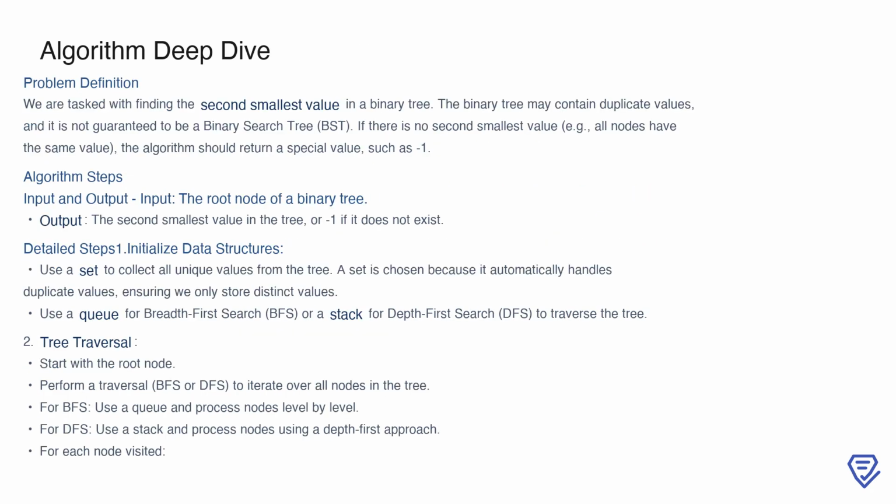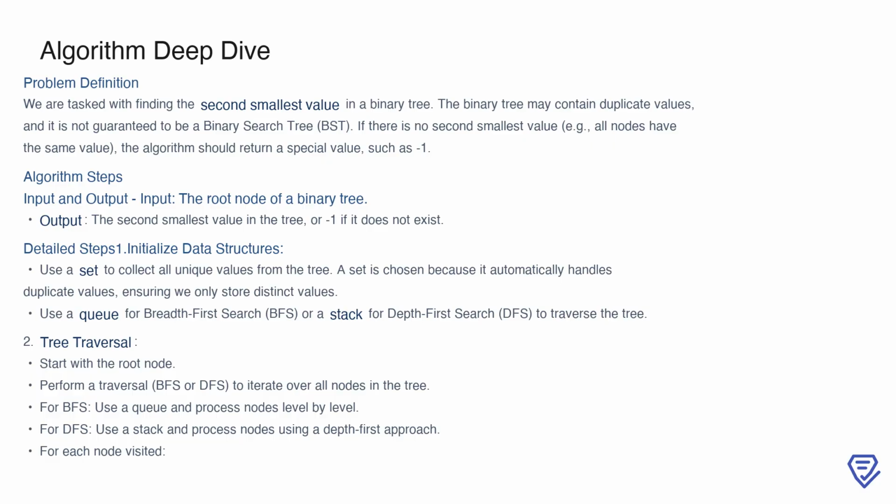In this problem, we need to find the second smallest value in a binary tree. It's important to note that the tree can contain duplicate values and is not necessarily a binary search tree. If there's no second smallest value, for example, if all the nodes in the tree have the same value, the algorithm should return -1. To solve this, we start by taking the root node of the binary tree as input and aim to output either the second smallest value or -1.